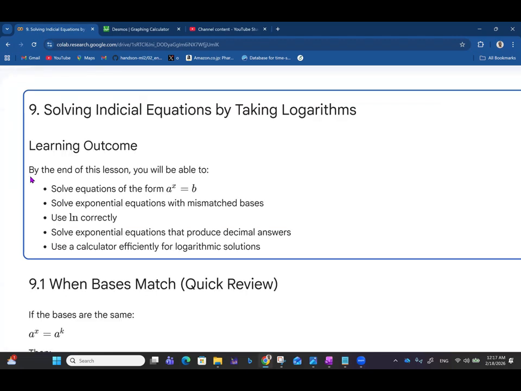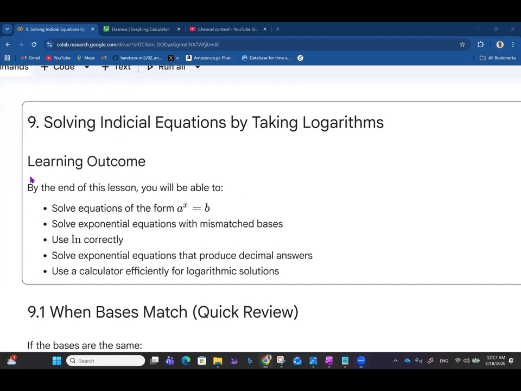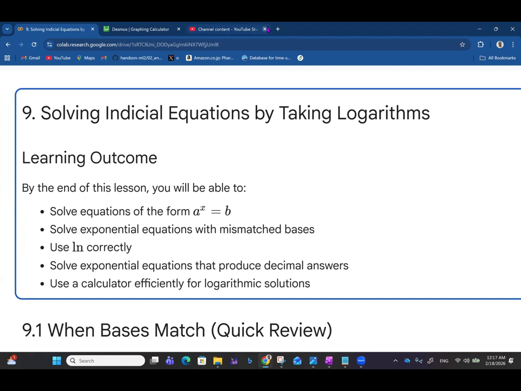Solving indicial equations by taking logarithms is the focus here. Okay, solving indicial equations by taking logarithms.